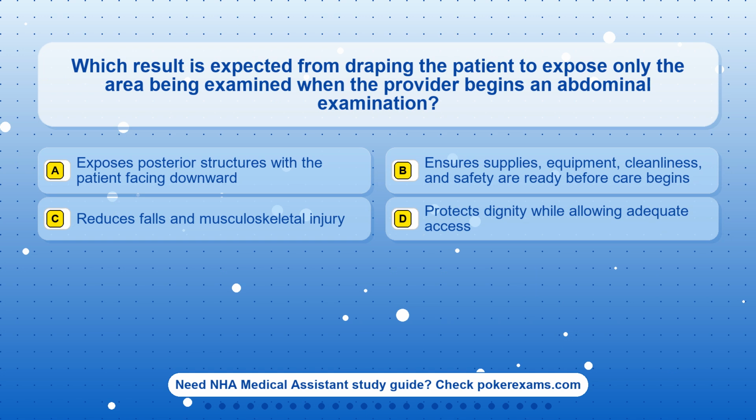Question 20. Which result is expected from draping the patient to expose only the area being examined when the provider begins an abdominal examination? Option A. Exposes posterior structures with the patient facing downward. Option B. Ensures supplies, equipment, cleanliness, and safety are ready before care begins. Option C. Reduces falls and musculoskeletal injury. Option D. Protects dignity while allowing adequate access.